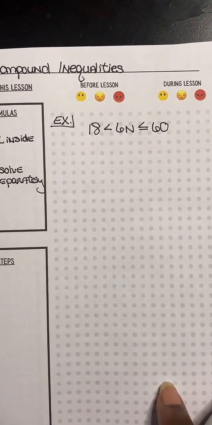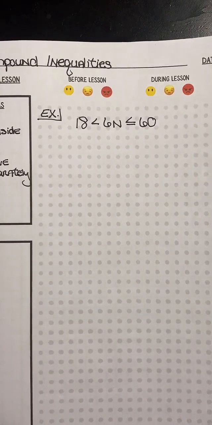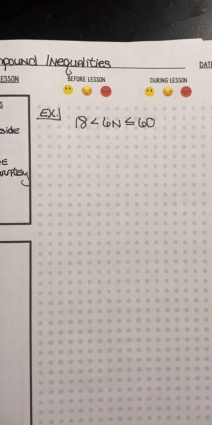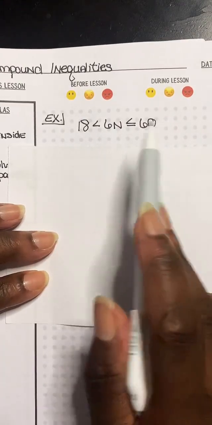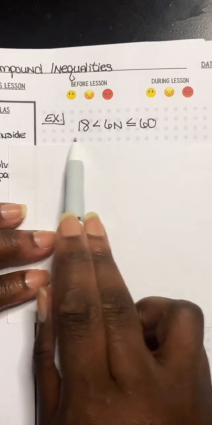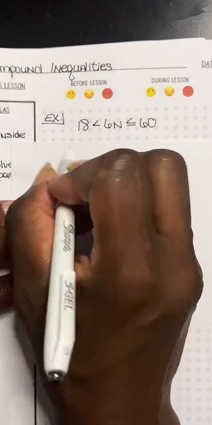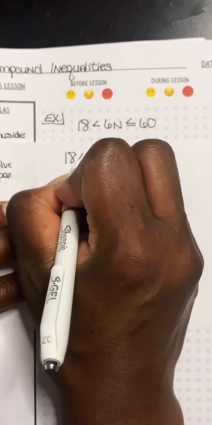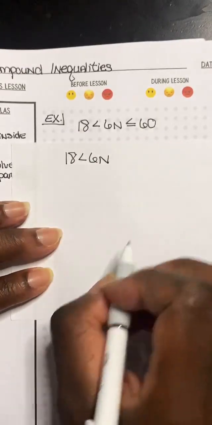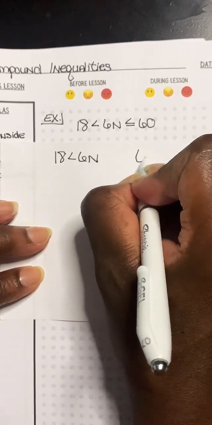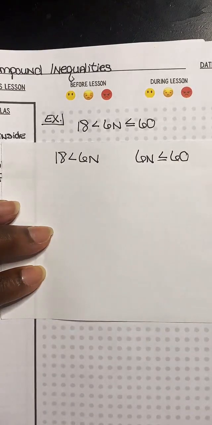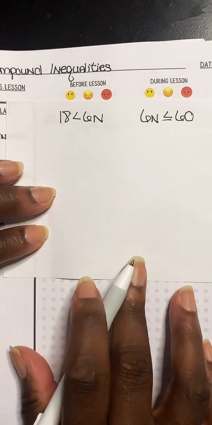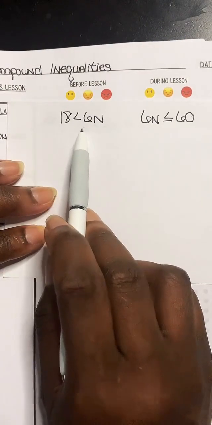All right, so what is actually happening here? Let me use this on the side sheet. You're looking at what's called an AND statement. There are two inequalities happening at the same time. One of the inequalities is 18 is less than 6n, and the other inequality is 6n is less than or equal to 60.